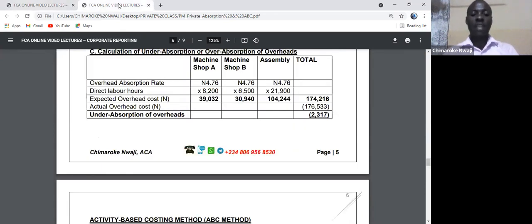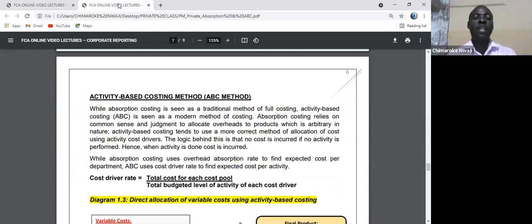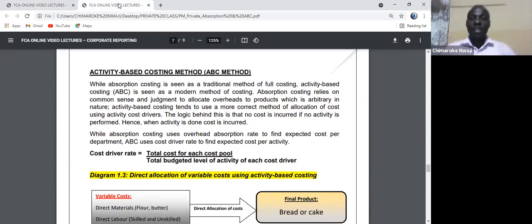So the next thing we want to look at now is the second method called activity-based costing. Activity-based costing, I told you before, is a modern method of costing. Now, absorption costing had some imperfections. It relies on common sense and judgment to allocate overheads using the basis of apportionment, which is arbitrary and not universally accepted. You use your judgment. It is sometimes not reliable. But the more reliable method is activity-based costing.